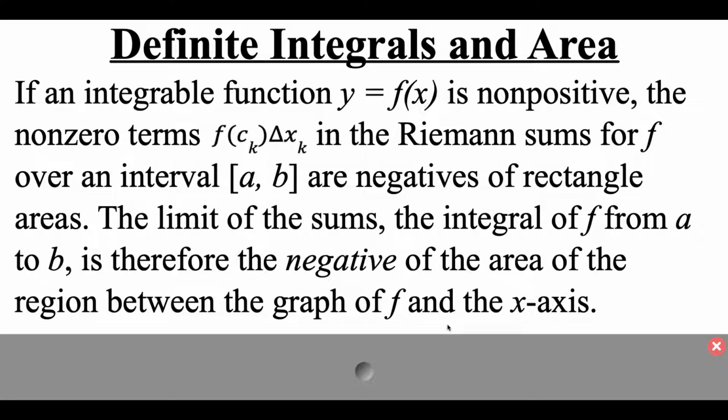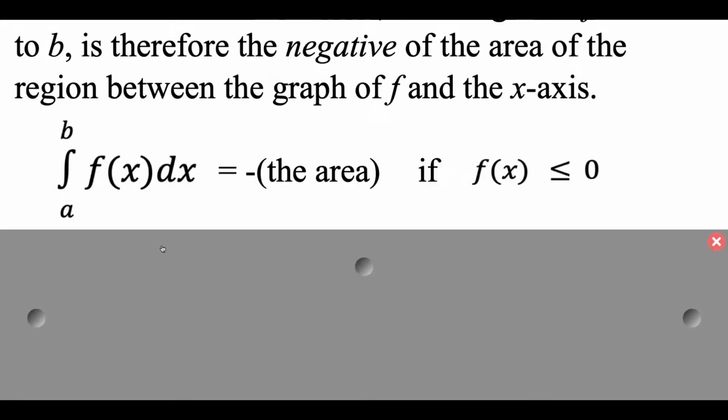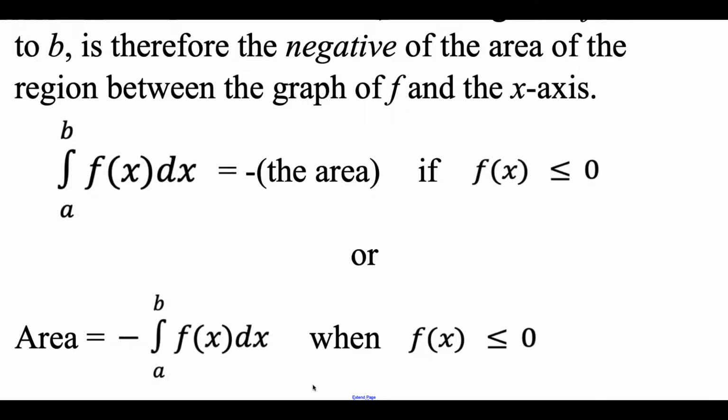Now, if we've got an integrable function that is non-positive, or negative below the x-axis, then the Riemann sums for the function over that interval from a to b are the negatives of the rectangular areas. So we can say that the integral of our function from a to b is the negative of the area for that region between the graph of our function f and the x-axis. Mathematically speaking, if we're dealing with a function that is negative below the x-axis, then as we do the integral, the answer is the negative of the area. Or we could work this the other way around. We could say that the area is the negative of the integral when our function is negative.